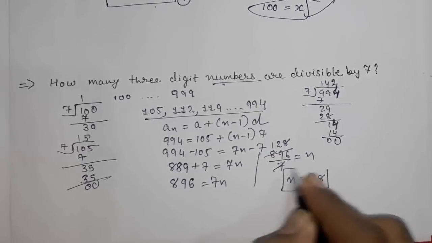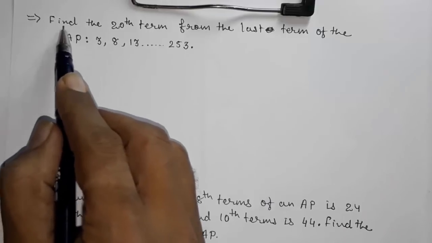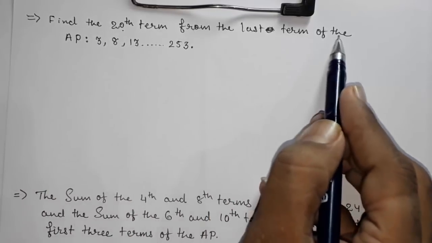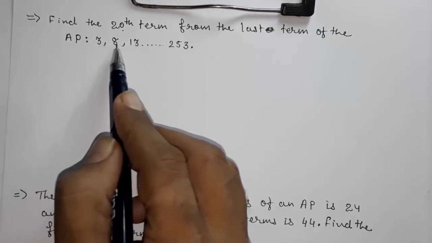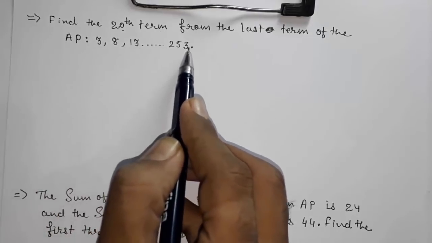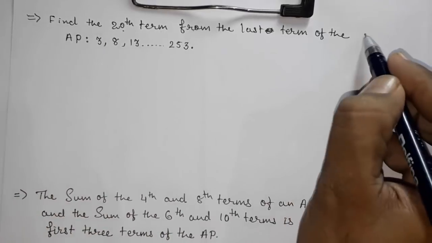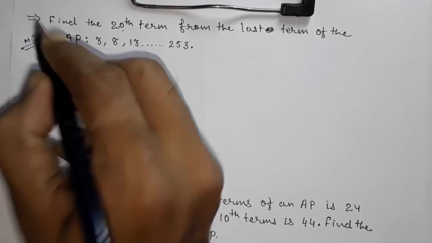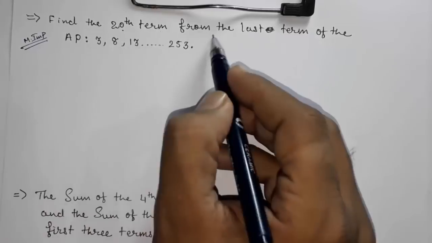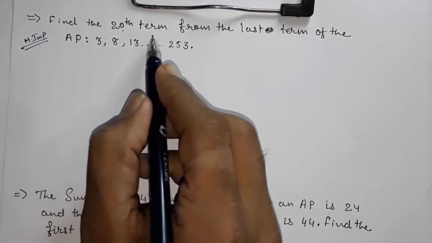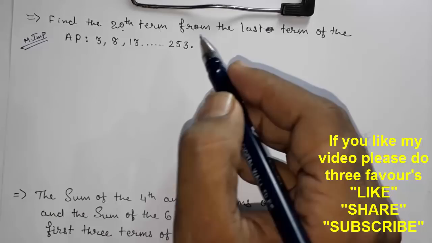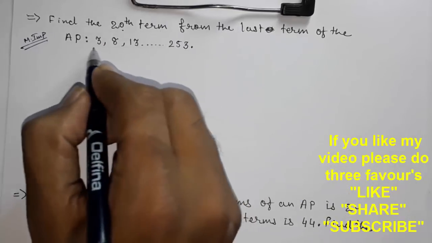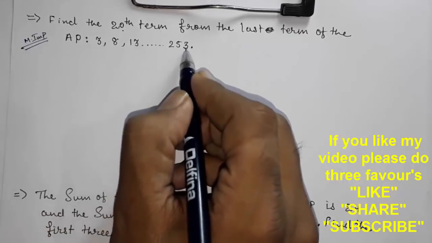128. Next question, find the 20th term from the last term of the AP 3, 8, 13, dot dot dot, 253. This is one of the most important questions. Many times they have asked this in board examinations. They will change these numbers. There are many ways to solve this. They have given one different formula also for that, but generally I teach my students how to solve this.